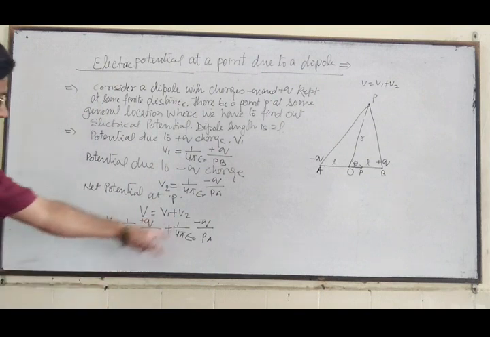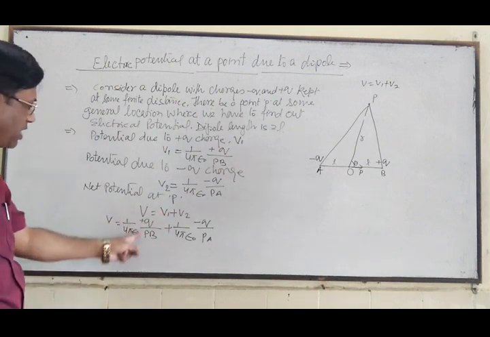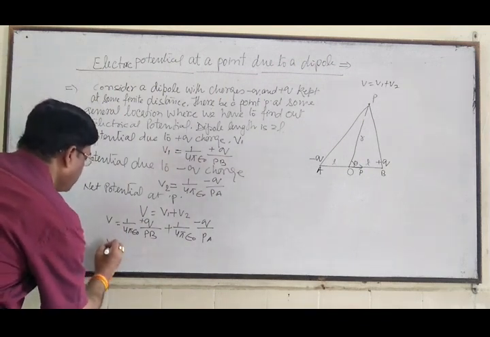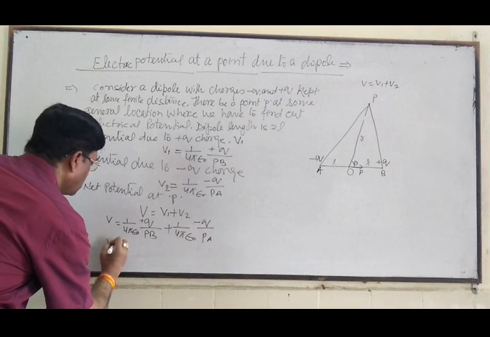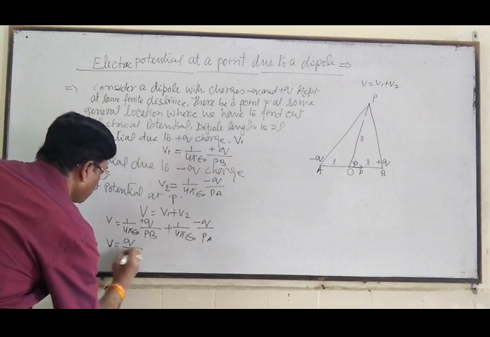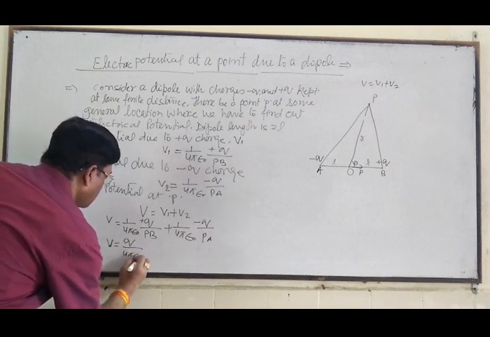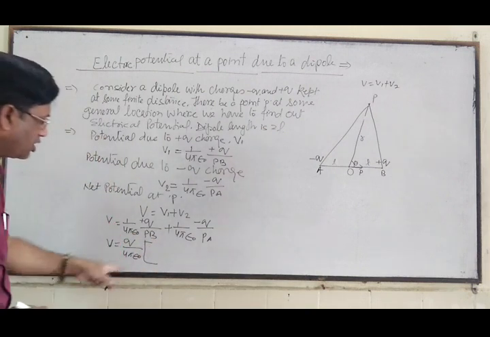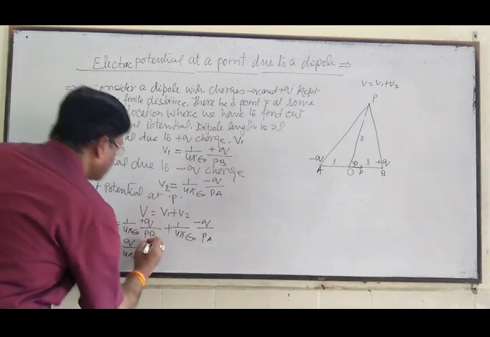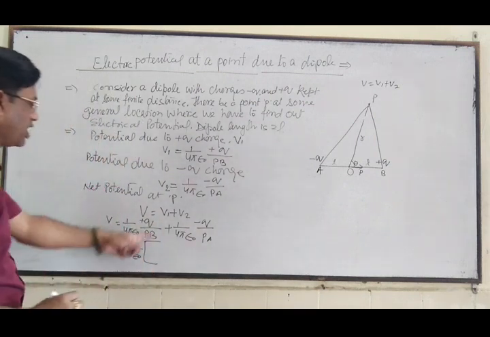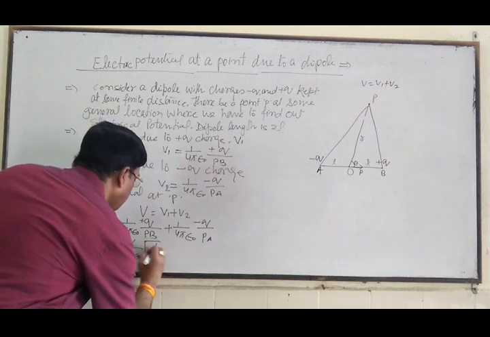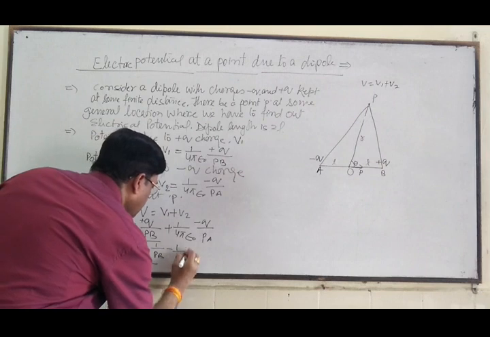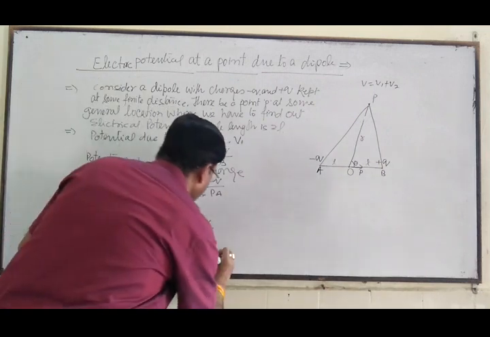You can see that one factor is common, 1 upon 4 pi epsilon naught and q both. Then this equation can be written as V is equal to q upon 4 pi epsilon naught times, 1 upon PB minus 1 upon PA. It is equation 1.